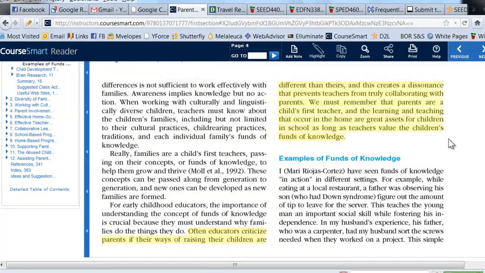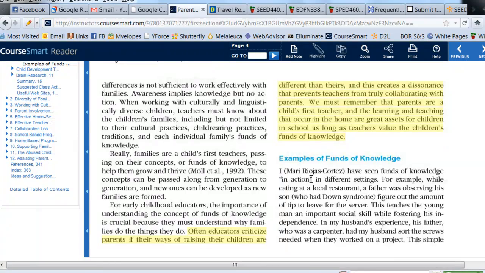We must remember that parents are a child's first teacher and that learning and teaching occurring in the home are great assets to children in school as long as teachers value the children's funds of knowledge. Now, having said that, that's easier said than done, because sometimes those things are contrary to what we do in school and what's acceptable. Now, here's what I'm talking about.